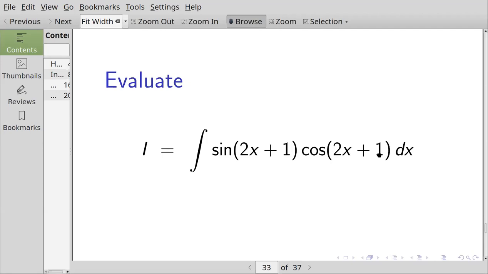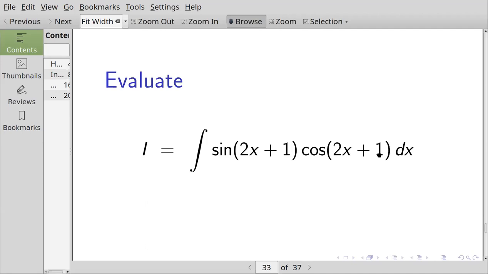Okay, so that's one way. One way of doing it would be to say that u equals cosine of 2x plus 1. Then du equals minus sine of 2x plus 1 times 2. You get an extra factor of 2 in there. That's all right. So that's one substitution.